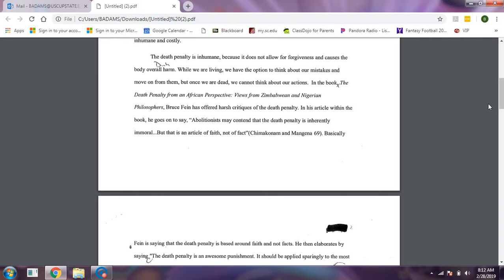We're also getting pretty far into the essay without mentioning the article he's about to respond to, but finally he brings it up. "In the book," no comma here. If you put a comma here, this clause then implies that this is the book, the only book that's ever been written, which is not what he intends. "In the book, The Death Penalty from an African Perspective, Views from Zimbabwean and Nigerian Philosophers, Bruce Fine has offered harsh critiques of the death penalty." Okay, a legitimate explanation of what this book is.